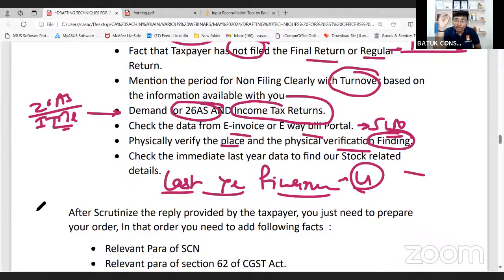So when we are going to issue the show cause notice on account of section 62, then we need to inform the fact, we need to inform the time period, we need to inform the turnover, and we also need to demand certain documents in the SCN for proofing.